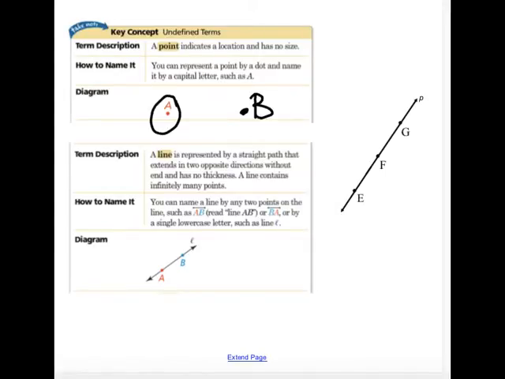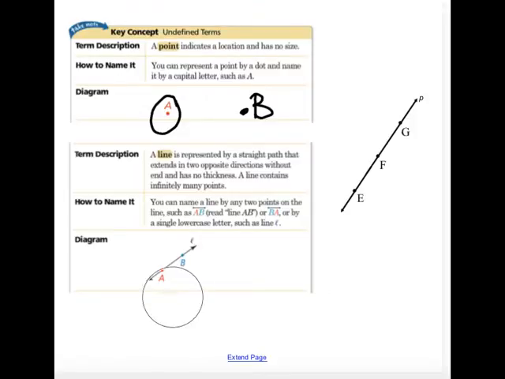Lines in the type of geometry we do are always straight, and it extends in opposite directions with no end, so it goes on forever. It also has infinitely many points. So like this line down below only has 2 points. We could add another one. Infinitely many. To name lines, we have several ways.